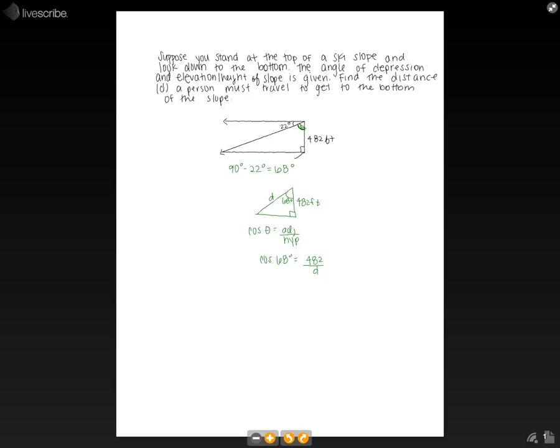Now if we solve for d, we'll multiply each side by d to get d times cosine of 68 degrees equals 482. To get d by itself, we can divide each side by cosine of 68 degrees, to get d equals 482 divided by cosine of 68 degrees, which is also saying 482 divided by 0.375, because that's what you get when you plug in cosine of 68 degrees into your calculator. So d equals 1285.3 feet.